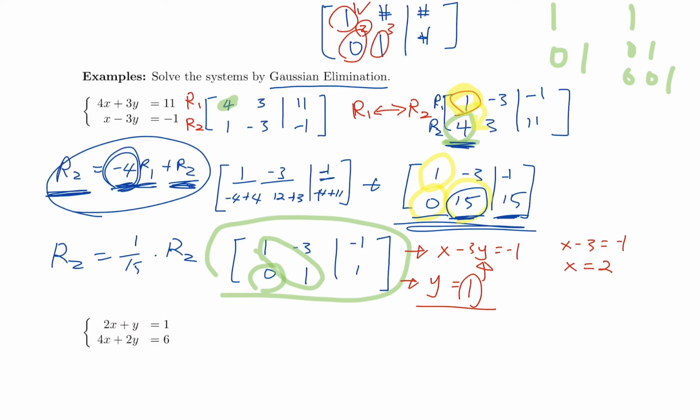So our solution is 2 comma 1. So this one has a solution, and that solution is 2 comma 1. That means that this system of equations has two linear equations, and these two linear equations intersect at 2 comma 1.